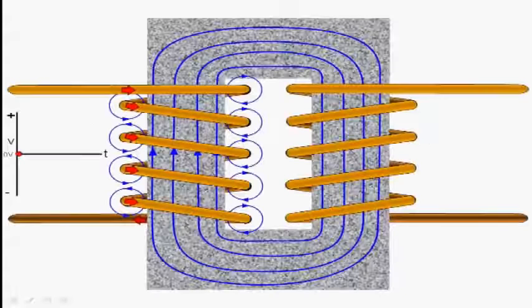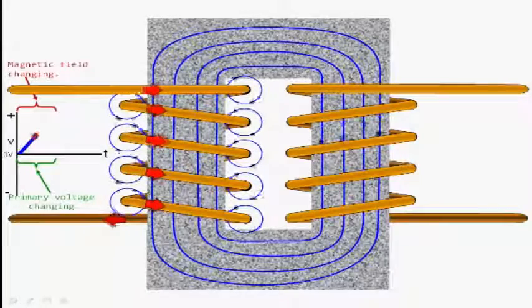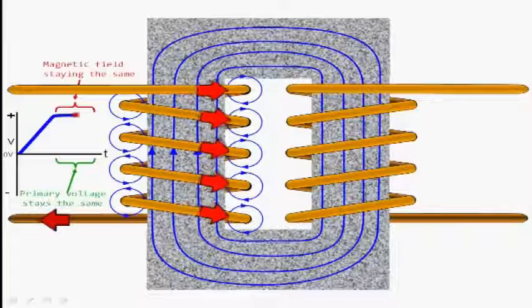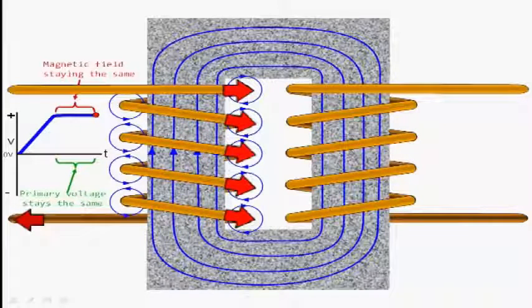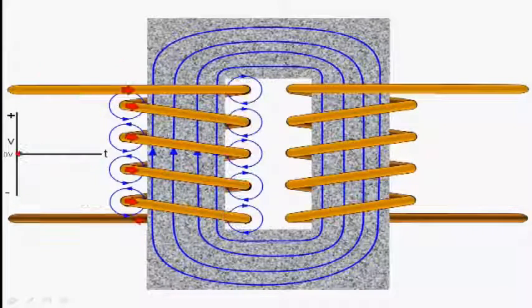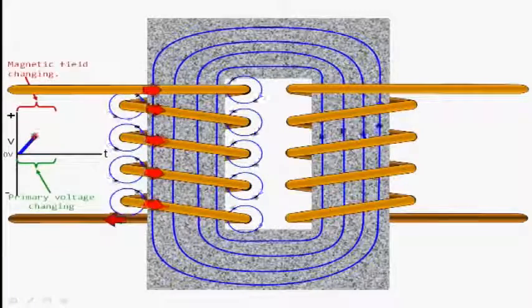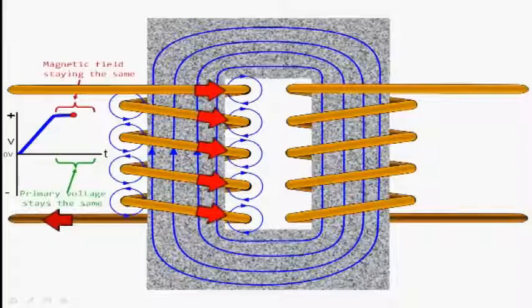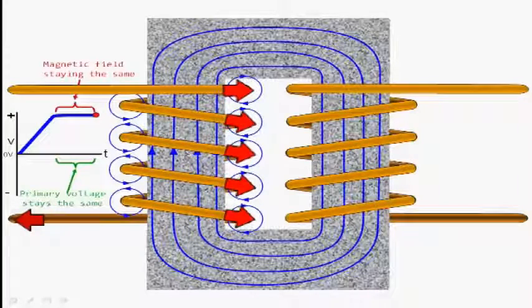So let's have a look at that inside the transformer. First, looking at the primary side of the coil, the red arrows represent the magnitude of the current, so bigger arrows, bigger current. I increase the voltage, the current increases, and I get a growing magnetic field. But once the current is the same, the magnetic field is static, it stays the same. So let's look at that again. Increasing voltage, increasing current, changing magnetic field; voltage stays the same, current stays the same, magnetic field stays the same.